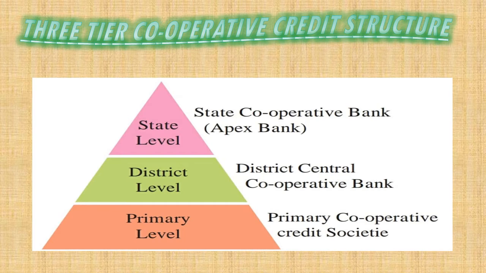At the lower level, we have the primary level, that is primary cooperative credit societies. Then at the district level, district central cooperative banks, and at the apex level, the topmost level, at the state level, we have the state cooperative bank. This is the bank at the apex level. It is an apex bank. Thus, the cooperative credit structure is a three-tier structure.